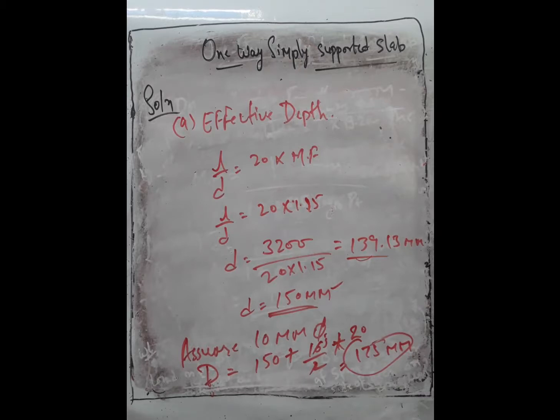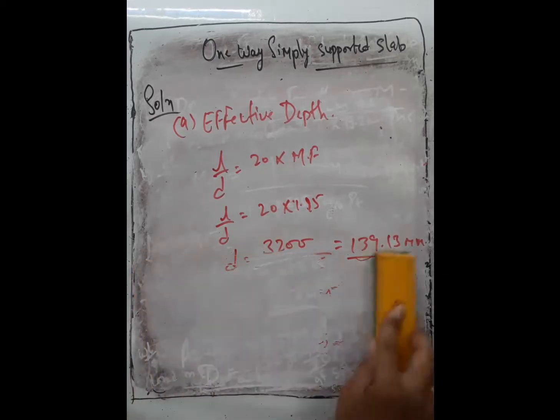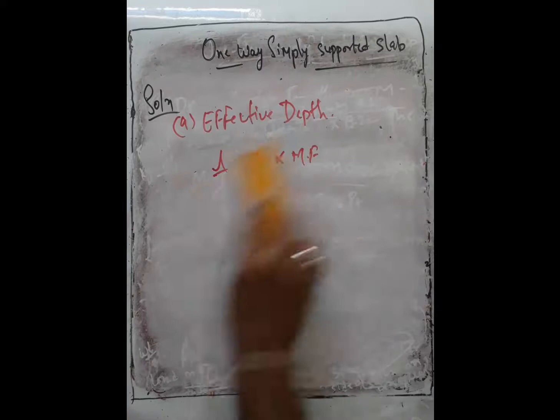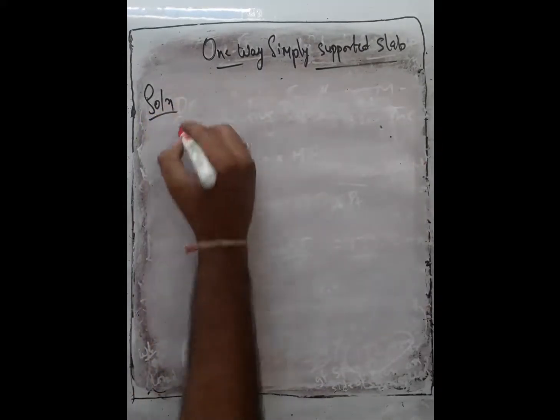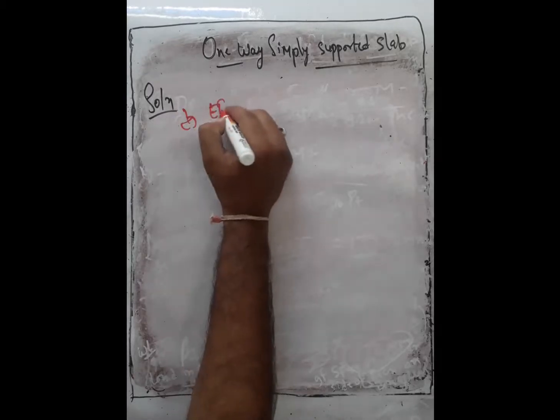If we assume main bar is 10 mm dia and nominal cover or clear cover is 20 mm, then small d is 150 and overall depth is 175 mm. So this is our first step, effective depth, is over. Now we have to find the effective span. Our second step, step number B, is effective span.